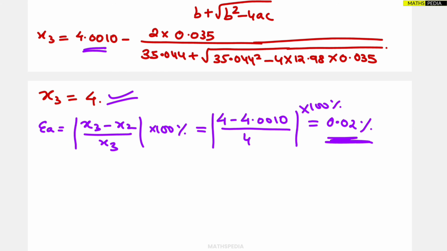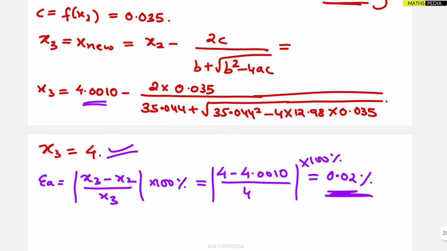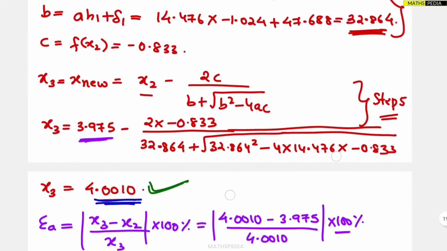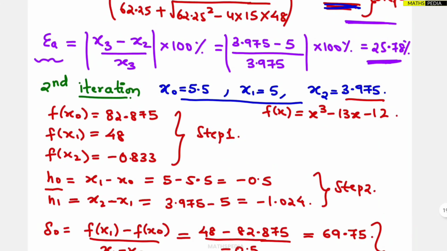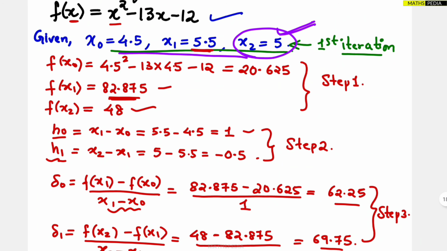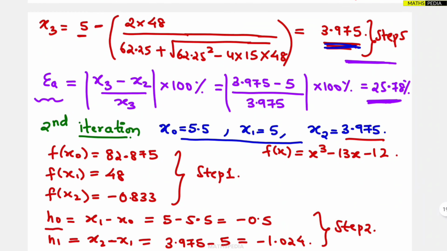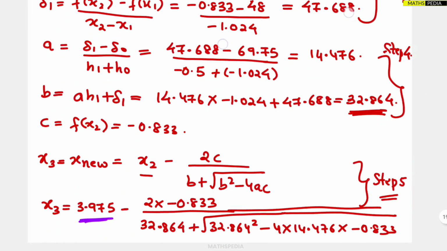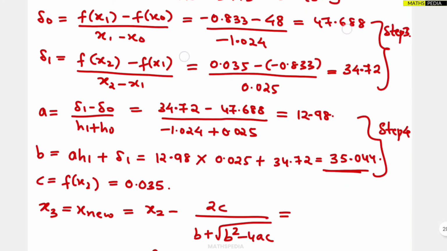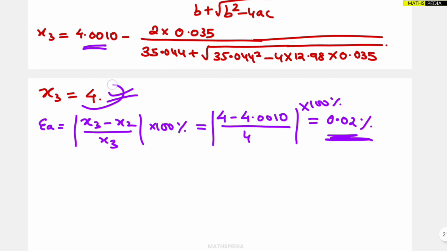That means you have to understand that if you keep on doing the iterations, the error will be reduced. Actually, what was the value at the start? If you observe, they gave us the x2 value as 5. After the first iteration, the x2 value has changed to 3.975. Then 3.975 changed to 4.0010. Then we finally arrived at 4. So this is the root we are getting.